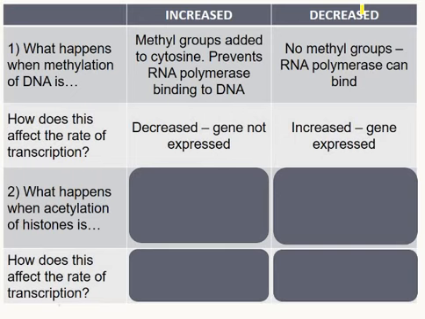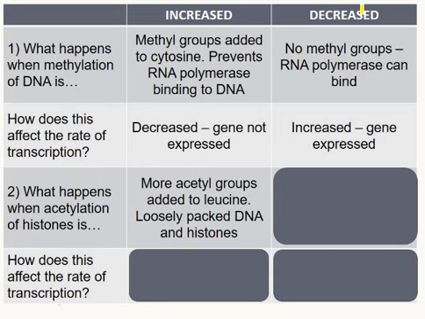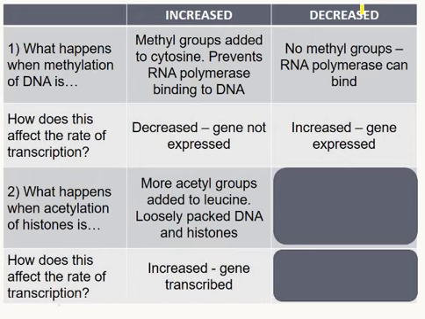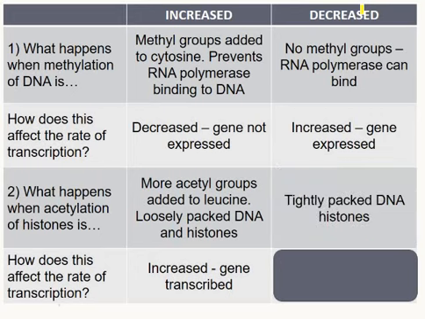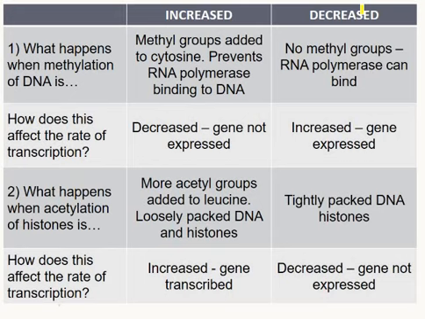What happens when acetylation of histones is increased? That means that more acetyl groups are added to the amino acid leucine. That means that we have loosely packed DNA and histones, and that means that RNA polymerase can access and can transcribe the gene, and so the rate of transcription is increased. When acetylation of histones is decreased, that means that there are no acetyl groups added to leucine, and so DNA is tightly packed around the histones, and that decreases gene expression because RNA polymerase cannot access.